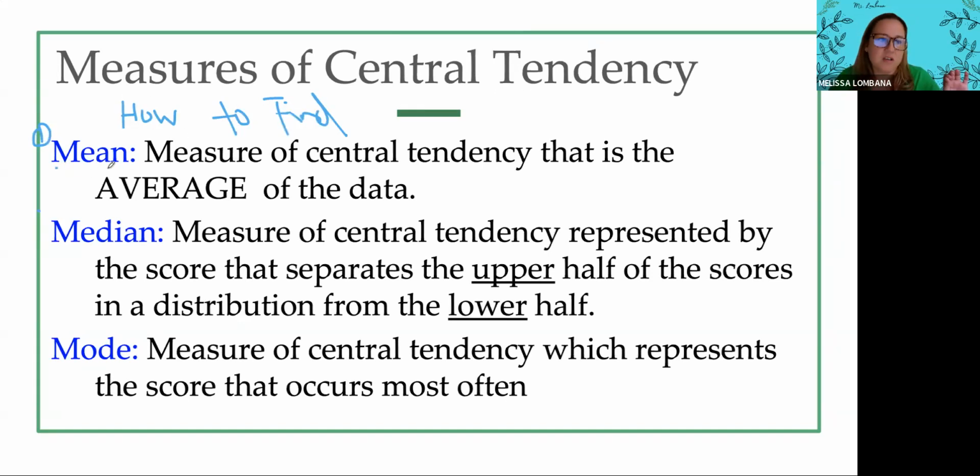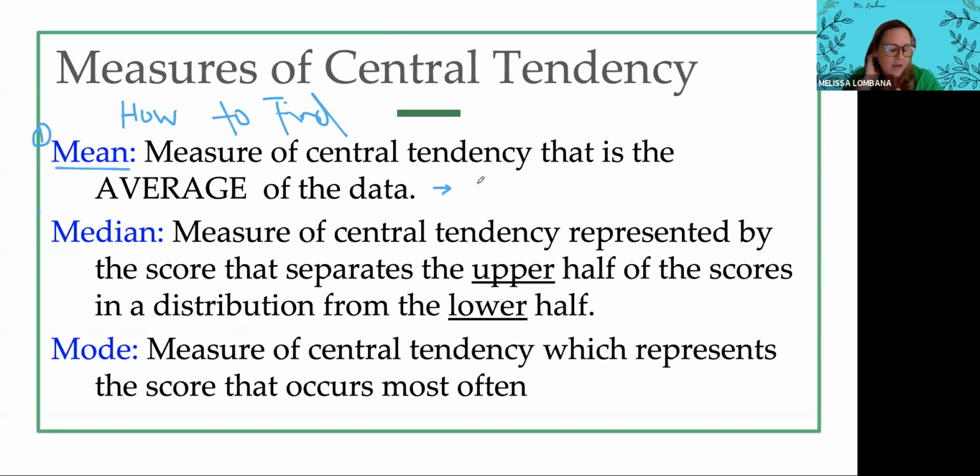The first one is your mean. The mean is basically the average of the data. You'll get one number that is the average. How do you do this? Please make sure to write this down. You're going to add up all of the numbers, all of the data, and then divide it by how many you have there. Then that will give you the average.